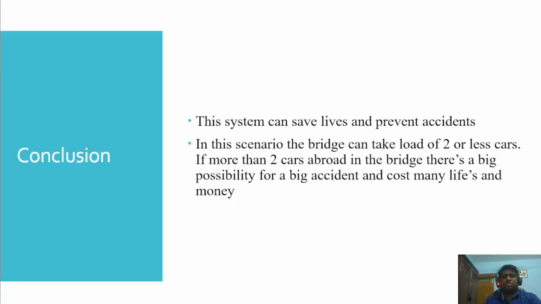Now to the conclusion part. So this system was built to save lives by preventing bridge accidents. As we all know, some bridges are not strong enough to hold many cars at a time. So this system can make us aware of our safety by letting a limited number of cars pass by the bridge at a time.